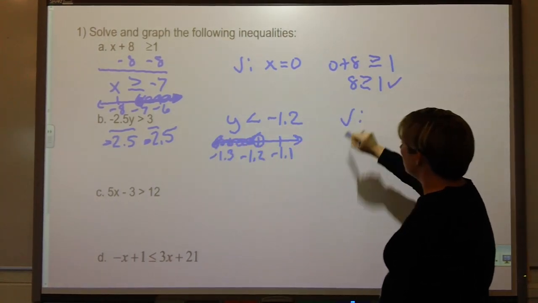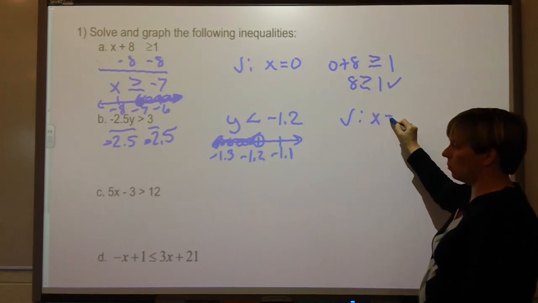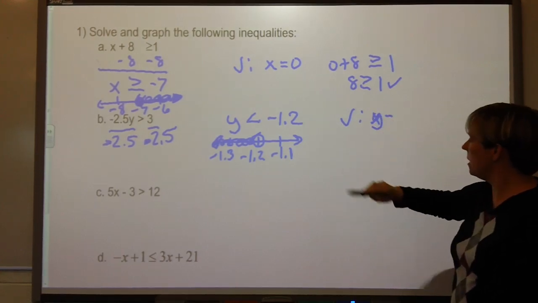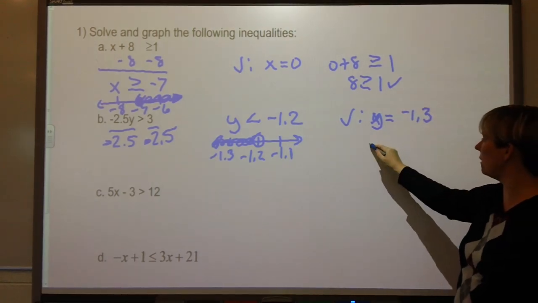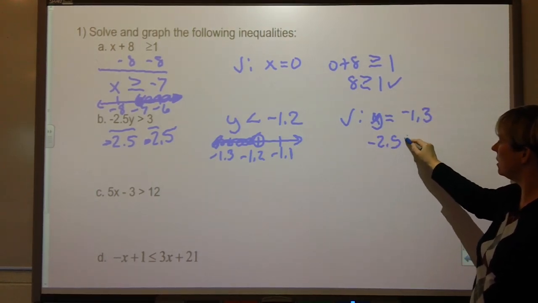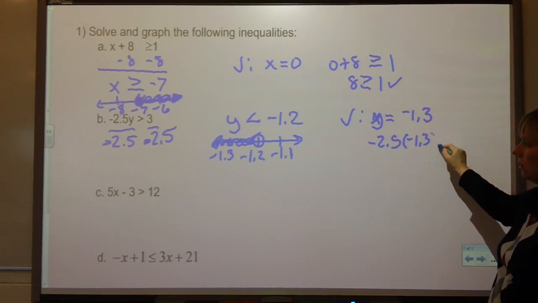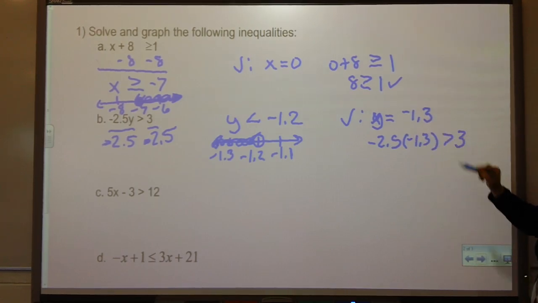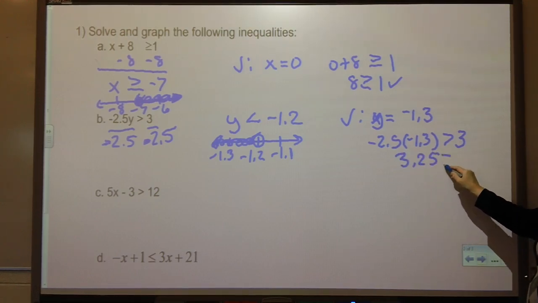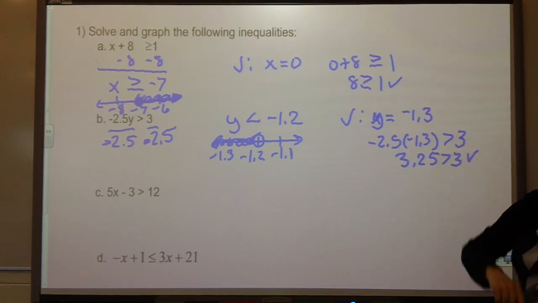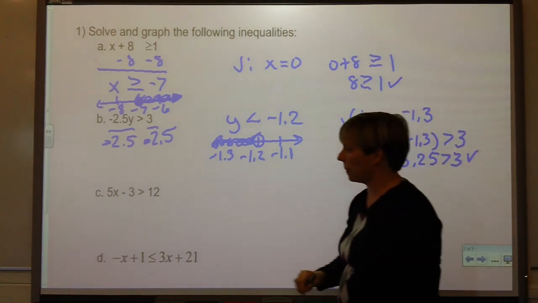I'm going to do my check. I'm going to test with y being negative 1.3. So if I have negative 2.5 times negative 1.3, it should be greater than 3. And in fact it is, it's 3.25, which is greater than 3, so I know I have my correct solution.